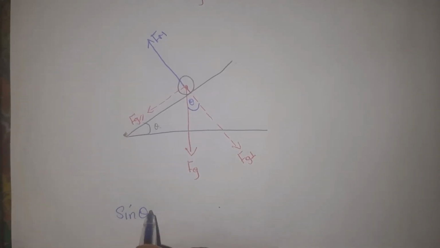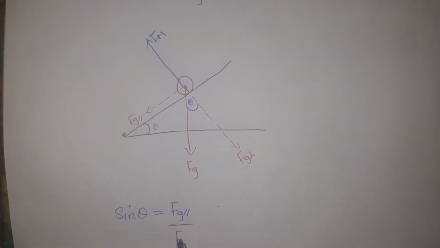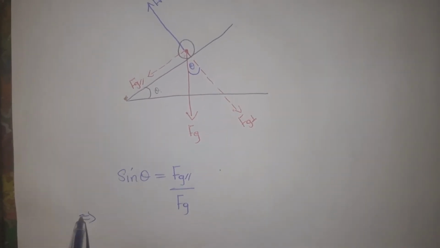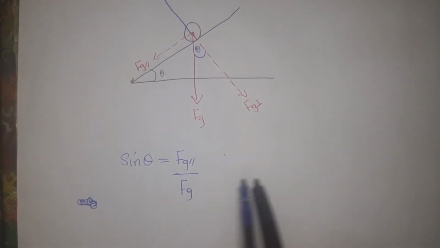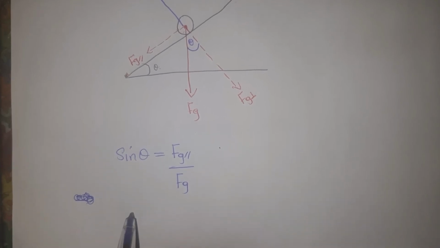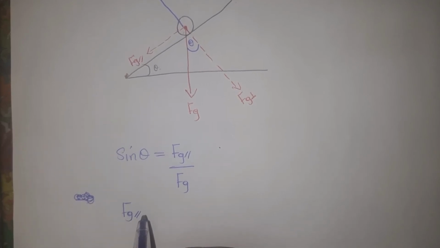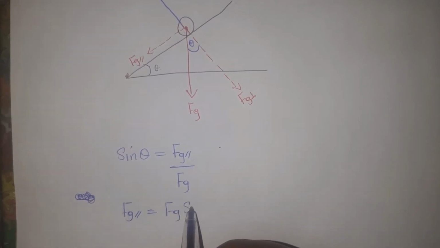sine theta is equal to FG parallel over FG. So if you multiply by FG on both sides, it will give us FG parallel is equal to FG sine theta.